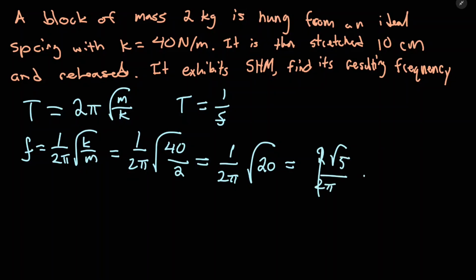Just cancel these out, and you just want to get it simplified as much as possible until you plug into the calculator. And this will give us a frequency of 0.7. So this is our frequency, and it's obviously to the negative second, so this would be in hertz.